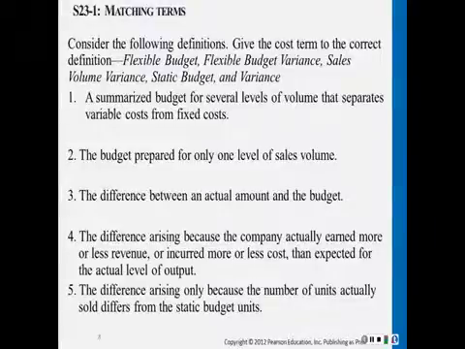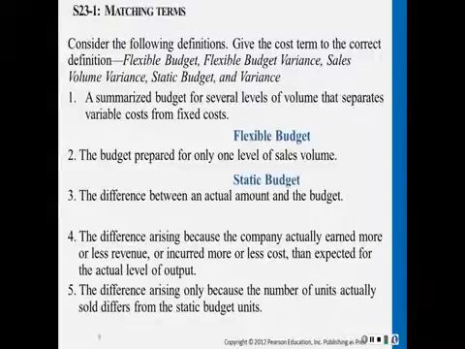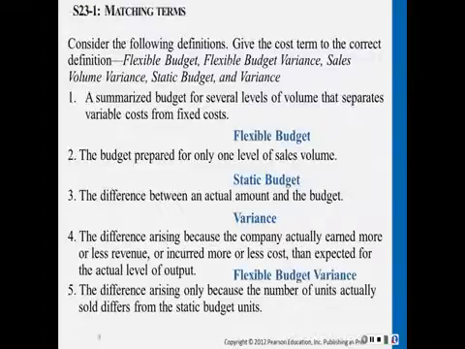Test your knowledge of costing terminology. A summarized budget for several levels of volume that separates variable costs from fixed costs is a flexible budget. The budget prepared for only one level of sales volume is a static budget. The difference between an actual amount and the budget is the variance. The difference arising because the company actually earned more or less revenue or incurred more or less costs than expected for the actual level of output is a flexible budget variance.